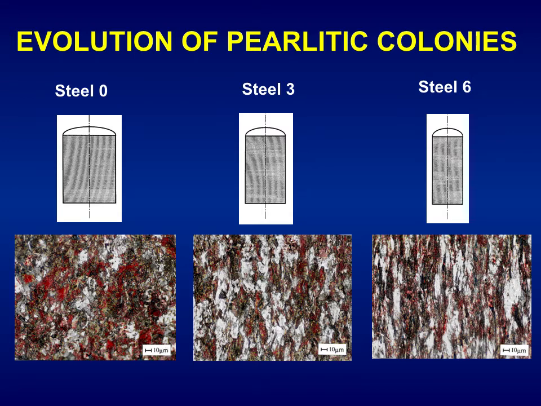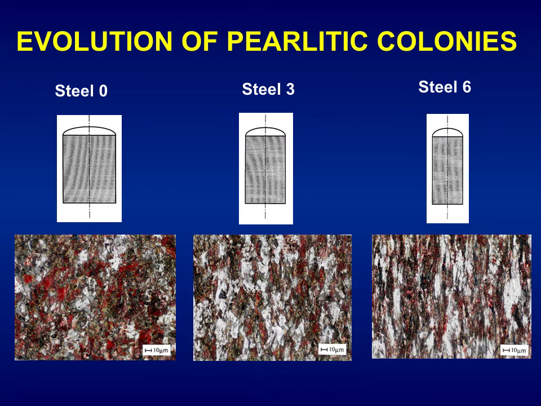We can see steel 0, hot rolled base material, not cold drawn at all, on the left-hand side of the slide. In the middle we can see steel 3, intermediate degree of cold drawing, and in the right-hand side we can see steel 6 with the highest degree of cold drawing, heavily drawn pearlitic steel. Regarding the colonies, in steel 0, left-hand side of the slide, we see randomly oriented pearlitic microstructures. All the colonies are randomly oriented and they are more or less of circular shape.